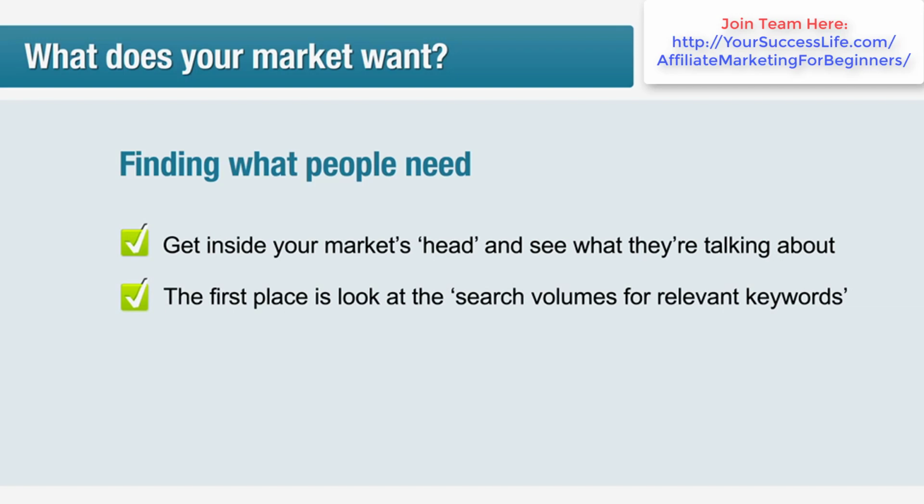The first place that most affiliates look is at the search volumes for relevant keywords. If, for example, you were thinking about creating a site about chicken recipes, you would plug chicken recipe into your keyword research tool, such as the excellent Traffic Travis or search engine of choice, and see what sort of chicken recipe keywords most people were searching on.